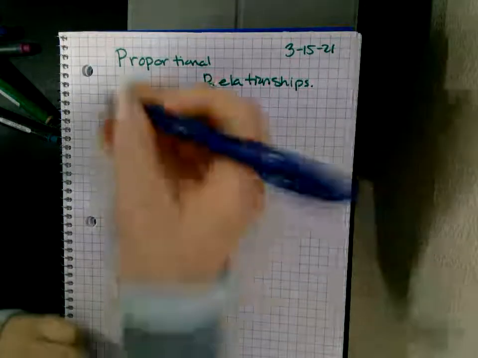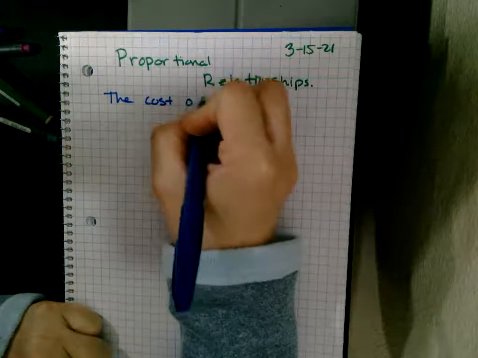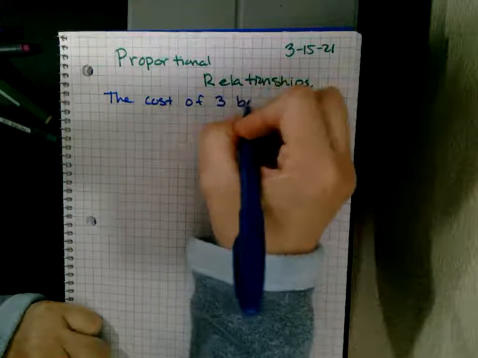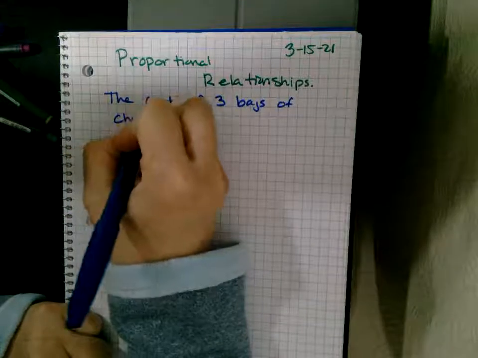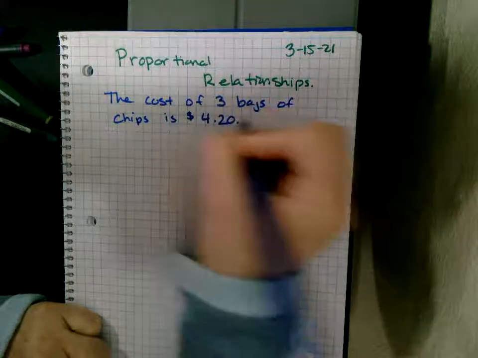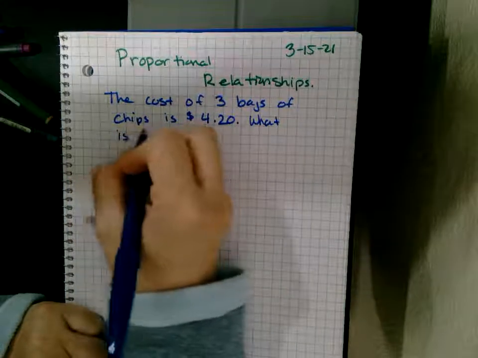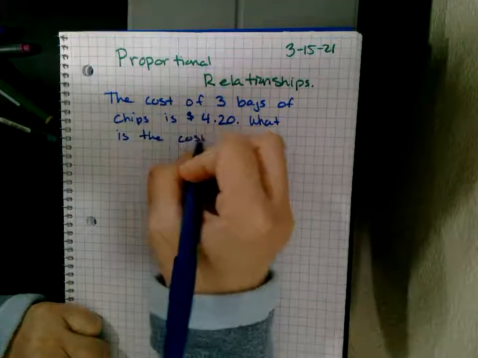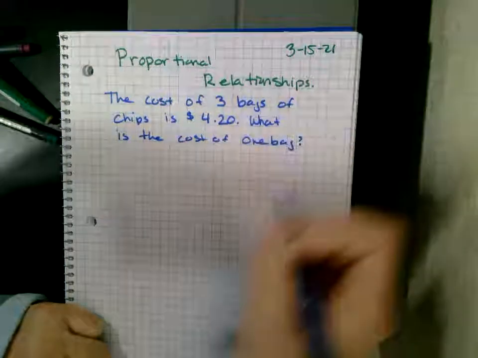So let's see. The cost of 3 bags of chips is $4.20. What is the cost of 1 bag?